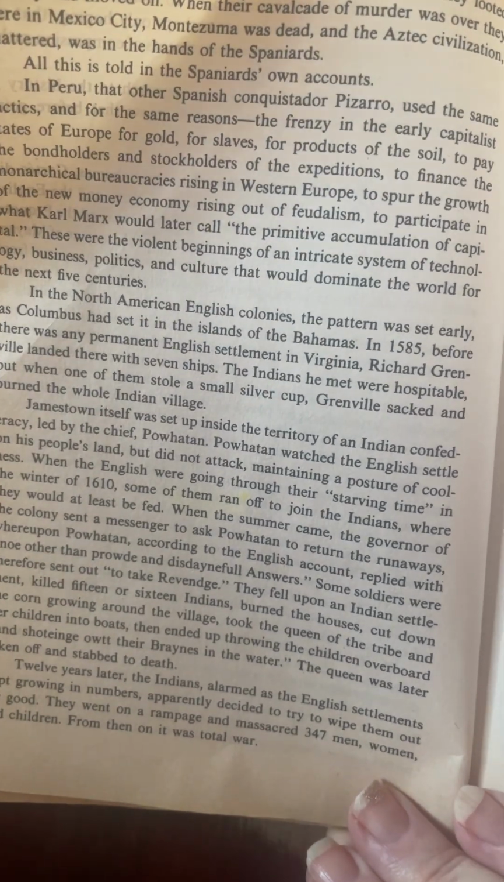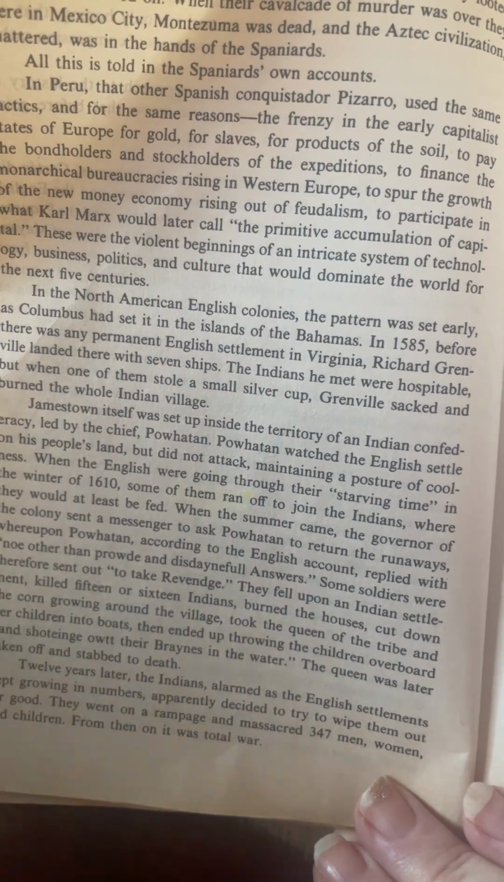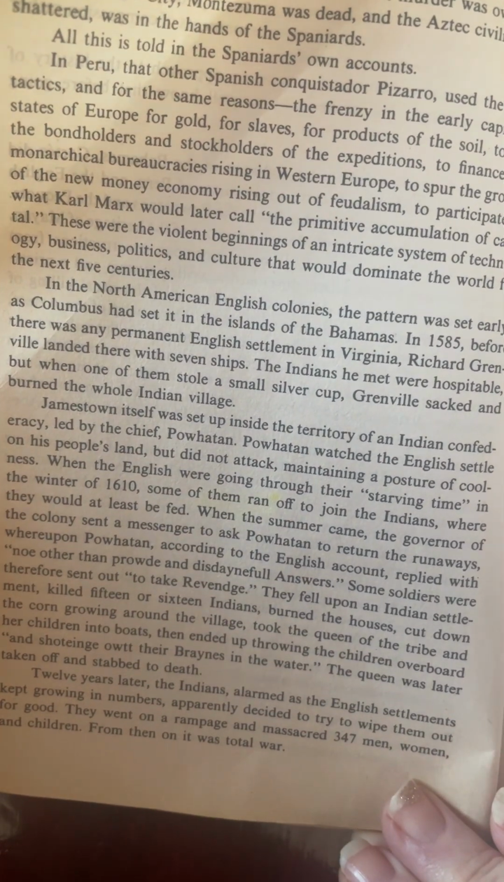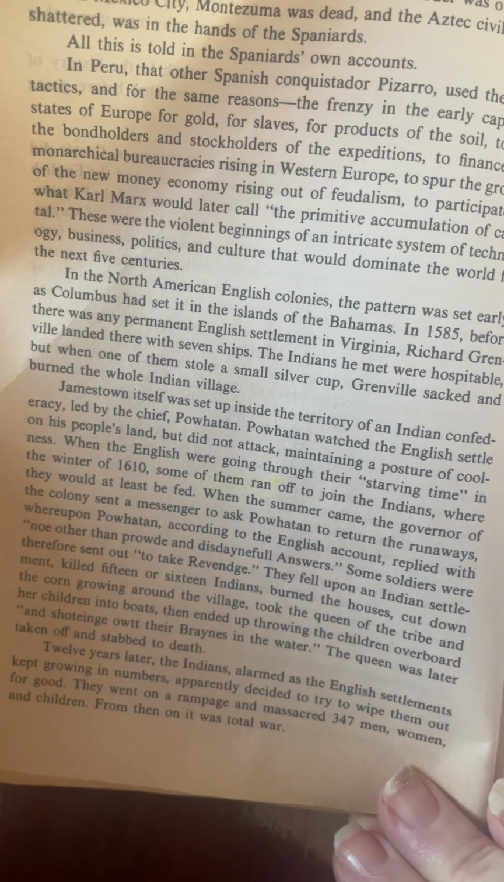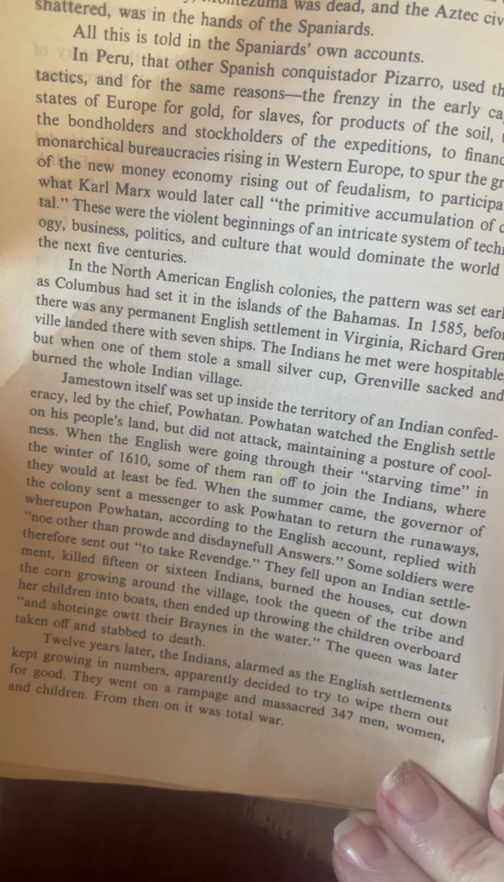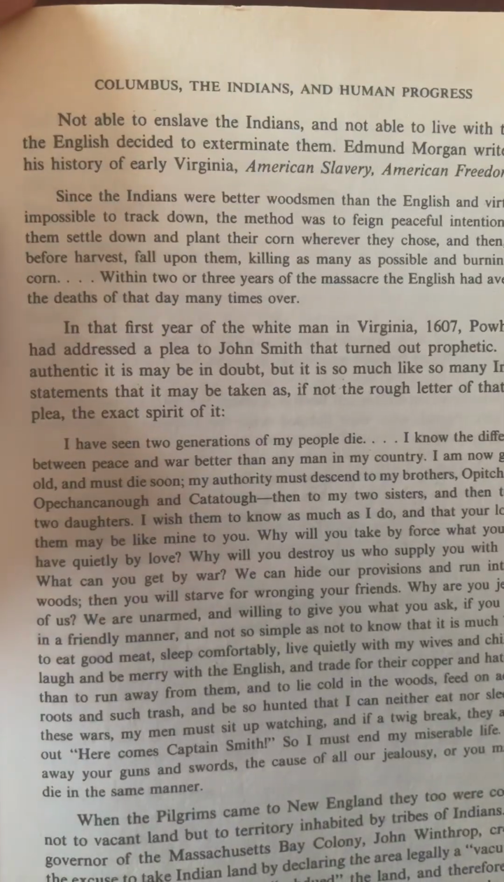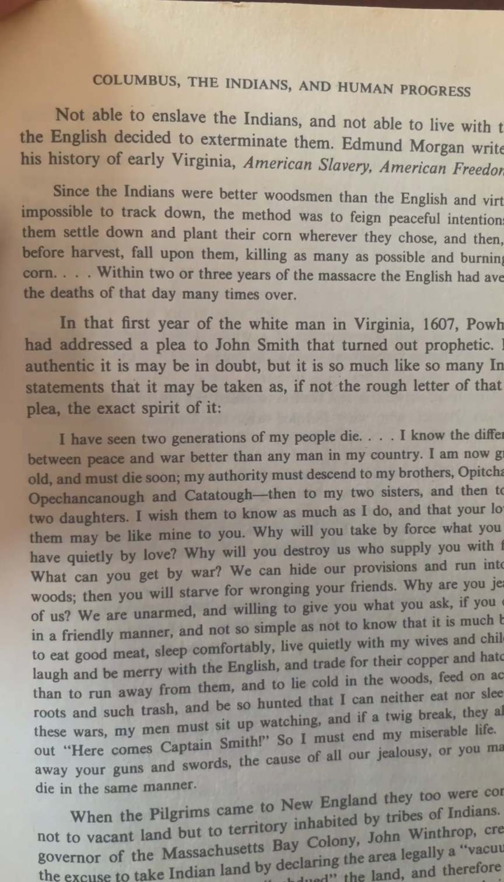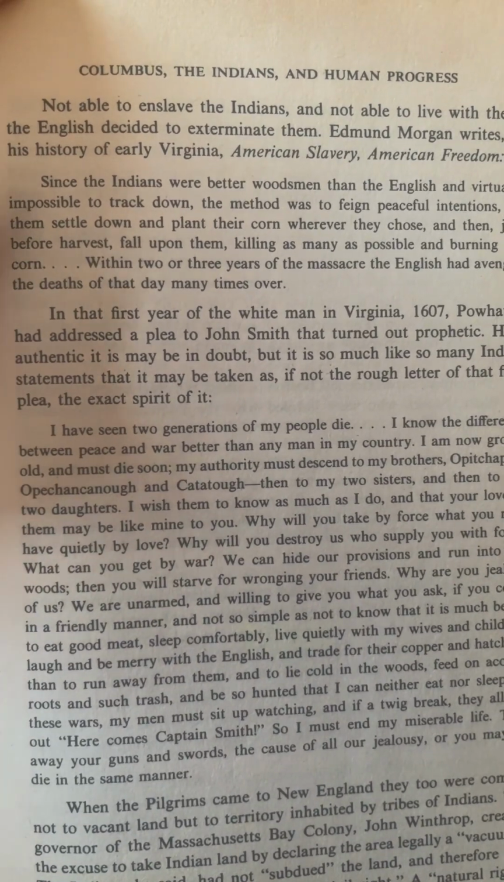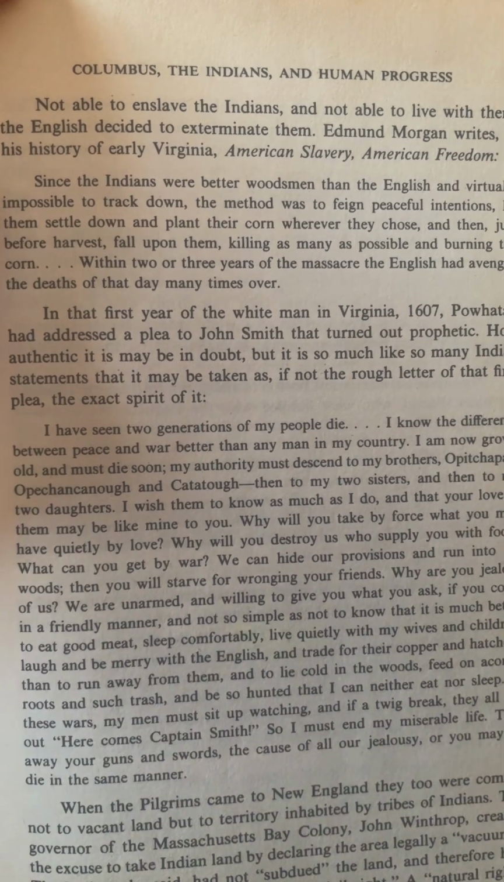12 years later, the Indians, alarmed as the English settlements kept growing in numbers, apparently decided to try to wipe them out for good. They went on a rampage and massacred 347 men, women, and children. From then on, it was total war. Not able to enslave the Indians and not able to live with them, the English decided to exterminate them.